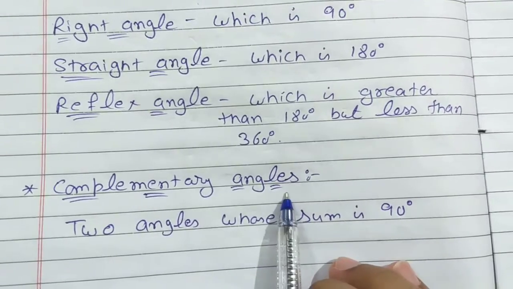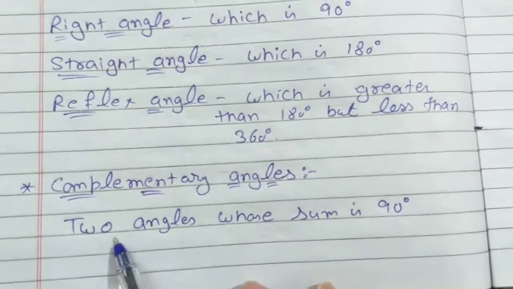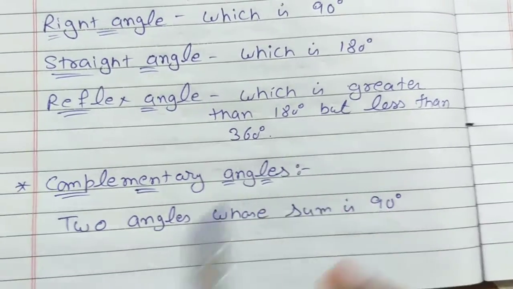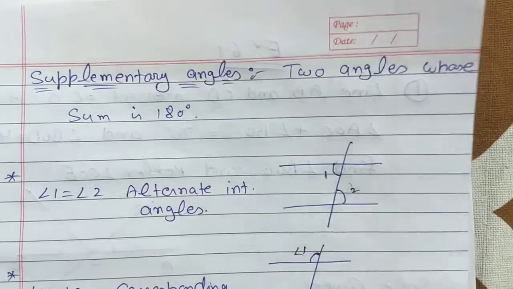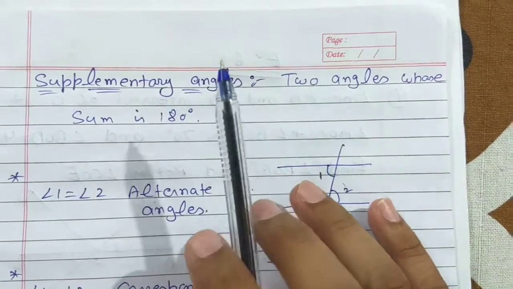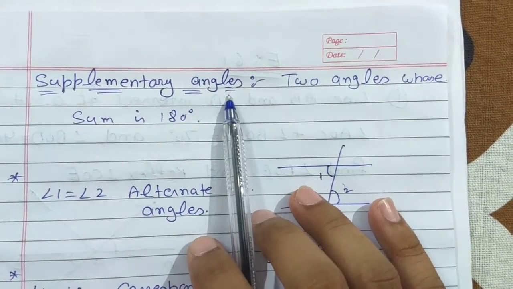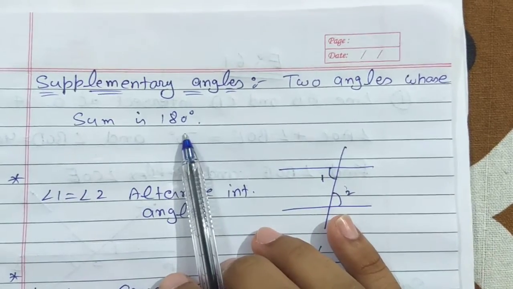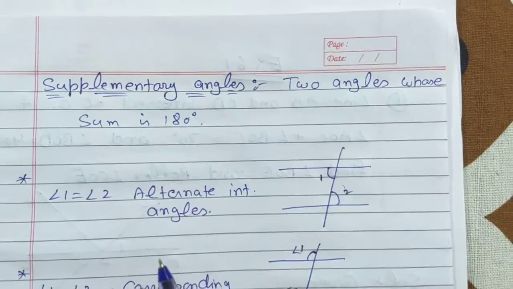Next, complementary angles. What are complementary angles? Those two angles whose sum is 90 degree are called complementary angles. Next one is supplementary angles. What are supplementary angles? Two angles whose sum is 180 degree are called supplementary angles.